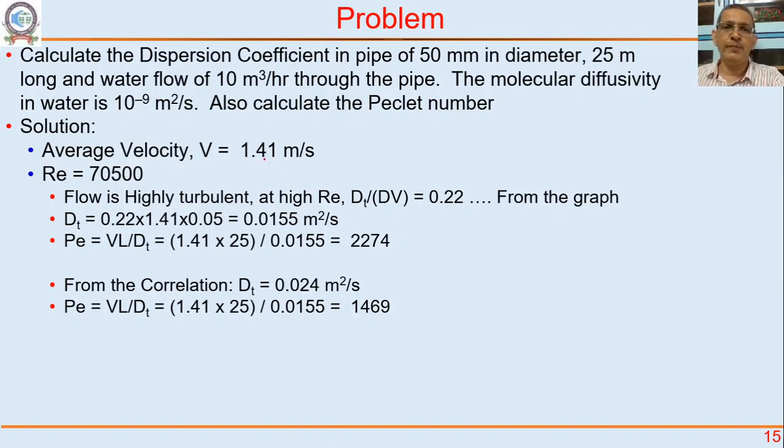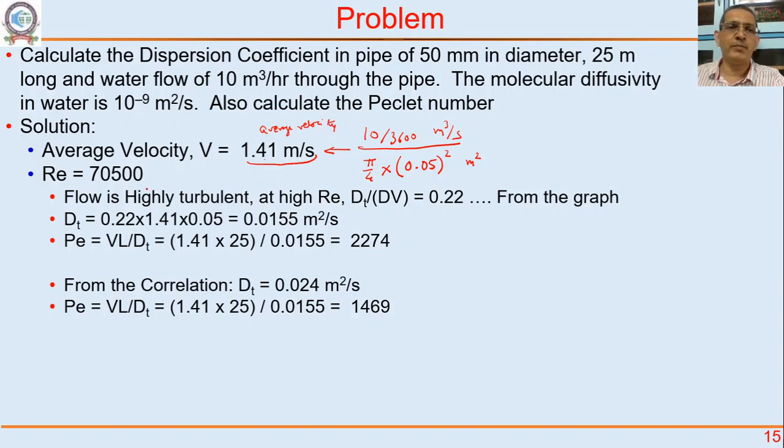Average velocity would be 10 meter cube per hour divided by 3600, that will give you meter cube per second, divided by cross sectional area. Cross sectional area would be pi by 4 multiplied by diameter 50 millimeters, so 0.05 meters, squared. This will be the cross sectional area in meter square. This will give you velocity in meters per second. This is the average velocity.